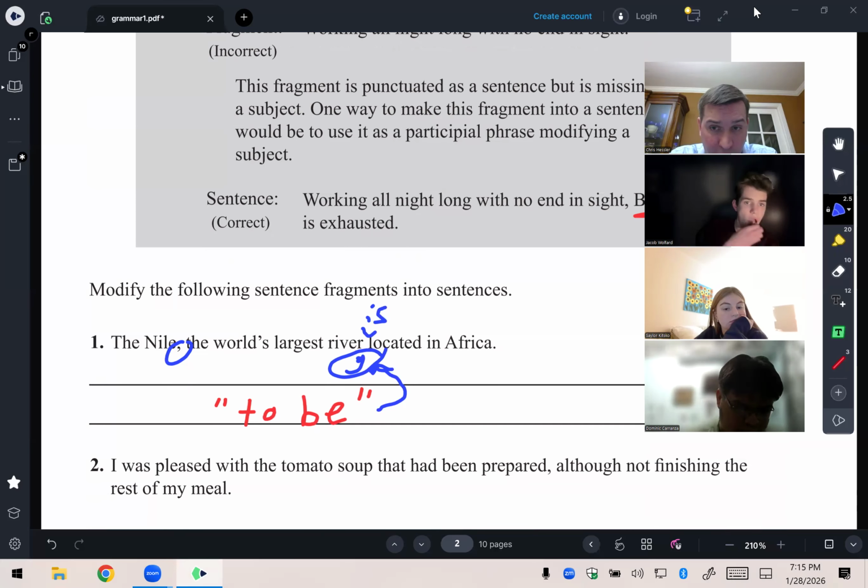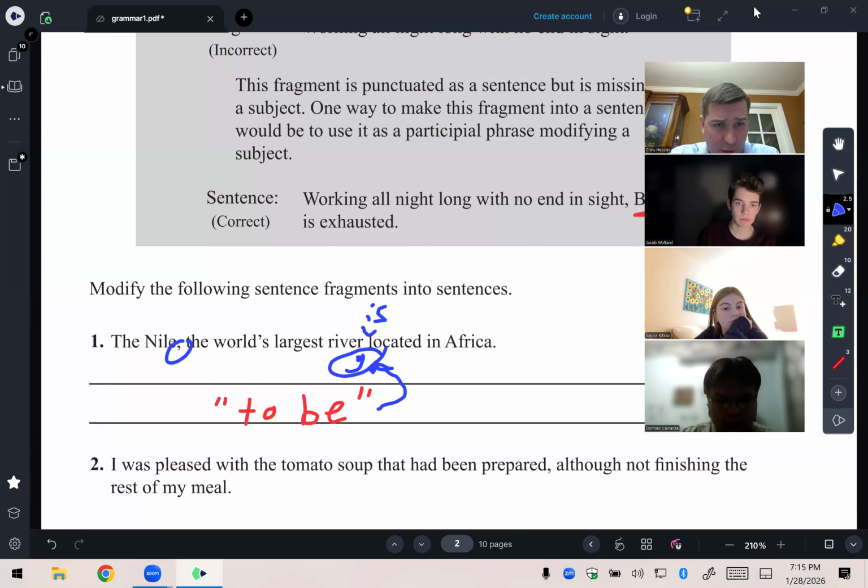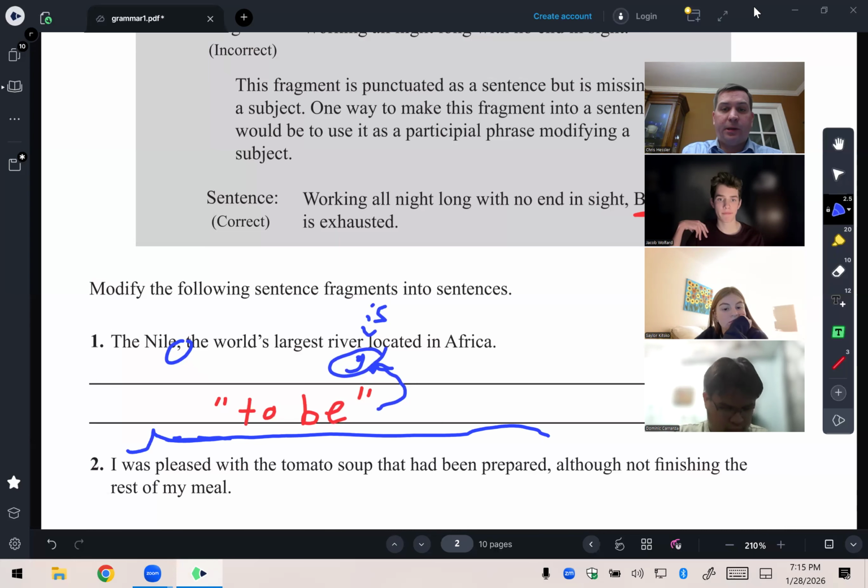All right, here's the next one. I'll give this one a shot and maybe I'll let you guys try the third one. Here we go. I was pleased with the tomato soup that had been prepared, although not finishing the rest of my meal. So I think the first part of this, all the way up to here, is fine, but we're missing something from the second half.